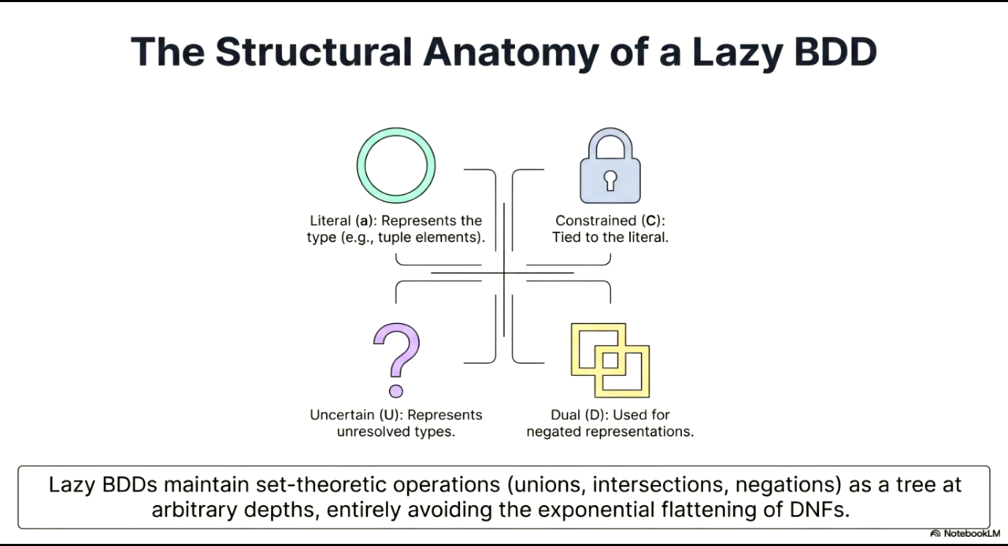The power of this structure lies in its ability to maintain set-theoretic operations, specifically unions, intersections, and negations, as a tree at arbitrary depths. By utilizing this hierarchical approach, lazy BDDs entirely avoid the exponential flattening often seen in disjunctive normal forms, or DNFs, allowing for a much more efficient and scalable representation of complex logic.